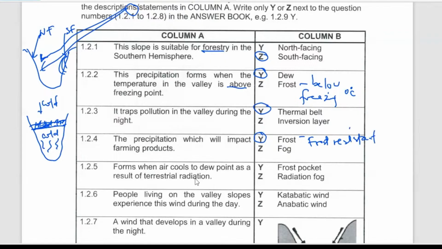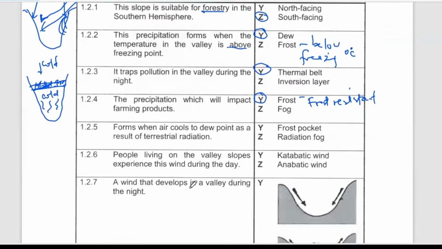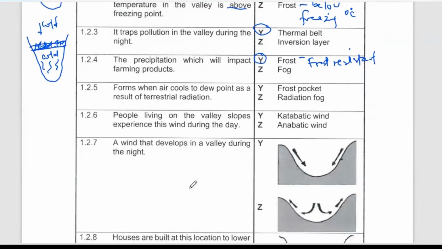Otherwise, if we grow crops which are not resistant, ultimately it means they are going to be affected by the frost. They are going to dry out because of excessively low temperatures. So it's going to affect the impact on farming products because of the frost. Then number 125, it says forms when air cools to dew point as a result of terrestrial radiation.